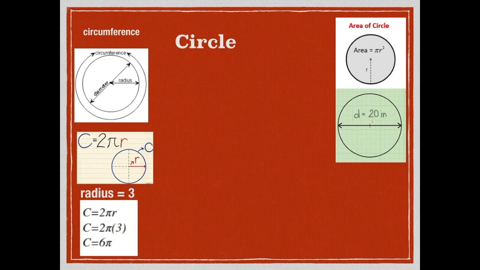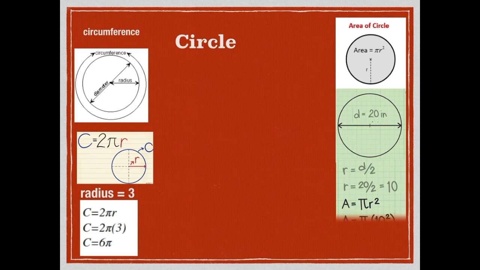So let's say in our example we take the diameter as 20. So you need to find the radius, and the radius is what? Half the diameter. So you divide this diameter by 2 to get your radius. So radius equals d divided by 2. 20 divided by 2 equals 10. Then use the formula area equals pi r squared. So you get area equals pi times r, which is 10 squared. 10 squared is 100, so you get 100 pi inch squared.